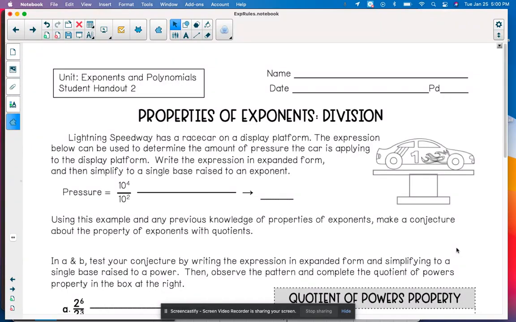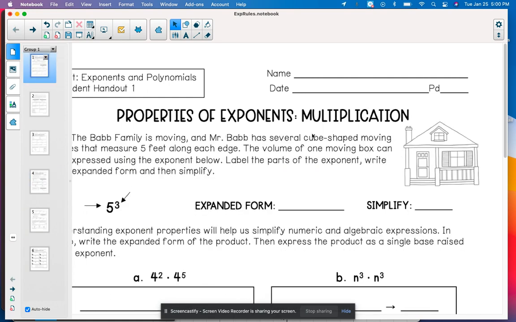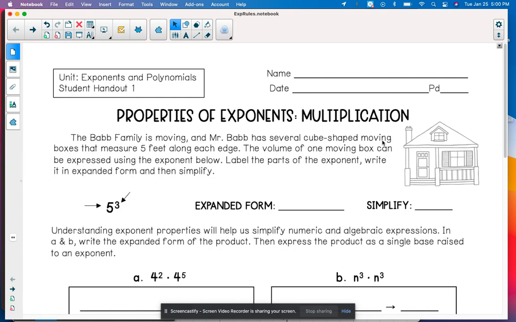Hey guys, so today we're going to be starting our properties of exponents, and today we're going to be focusing on multiplication. So the first thing that we're looking at today is a word problem, and it says the Bab family is moving, and Mr. Bab has several cube-shaped moving boxes that measure 5 feet along each edge. The volume of one moving box can be expressed using the exponent below. We are going to label the parts of the exponent and write it in its expanded form and then simplify.